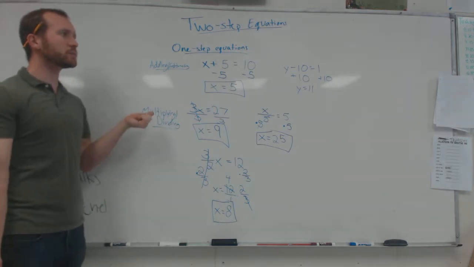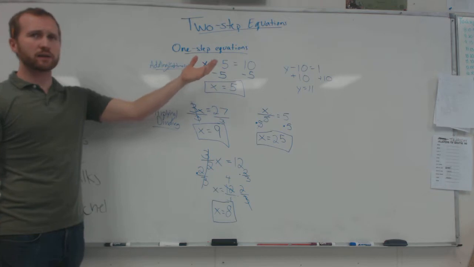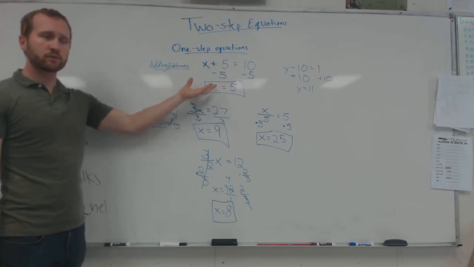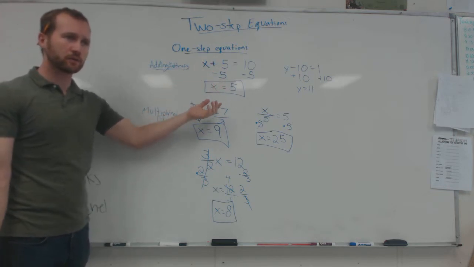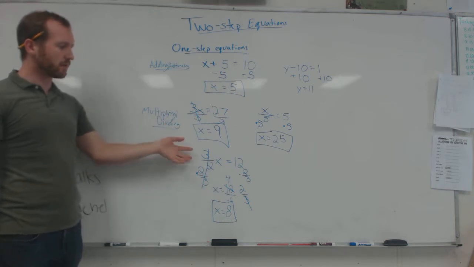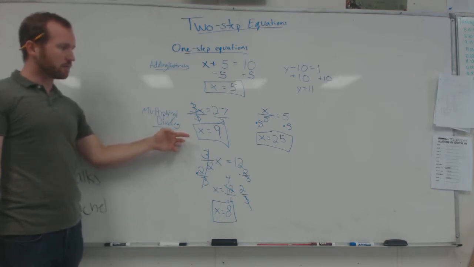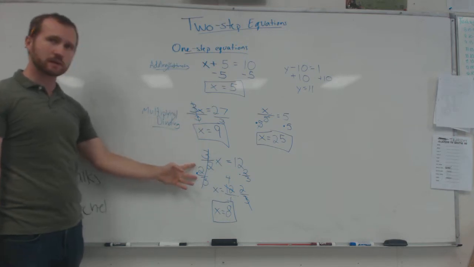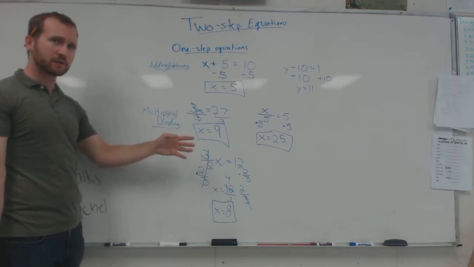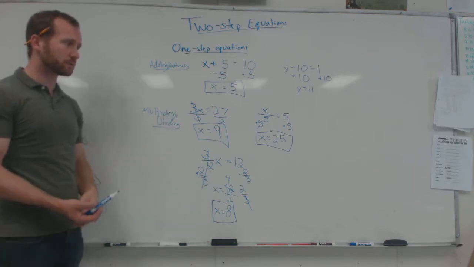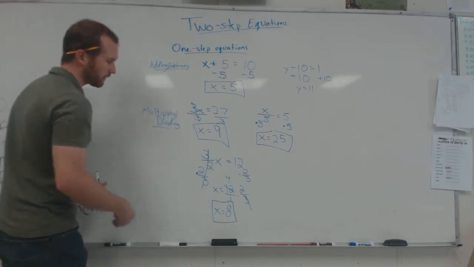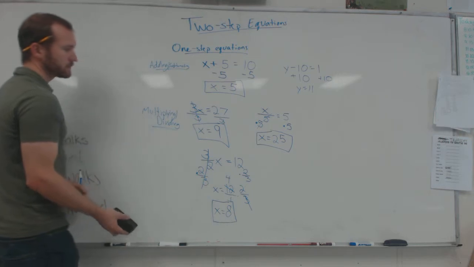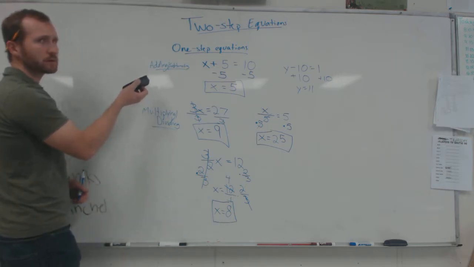Why do I say two types? Because adding and subtracting are really the same thing. Subtracting is just adding a negative. And multiplying and dividing are really the same thing. Multiplying is really just dividing by a fraction, which is what we see here. Dividing is just multiplying by a fraction. Okay. So those are two types of one-step equations.